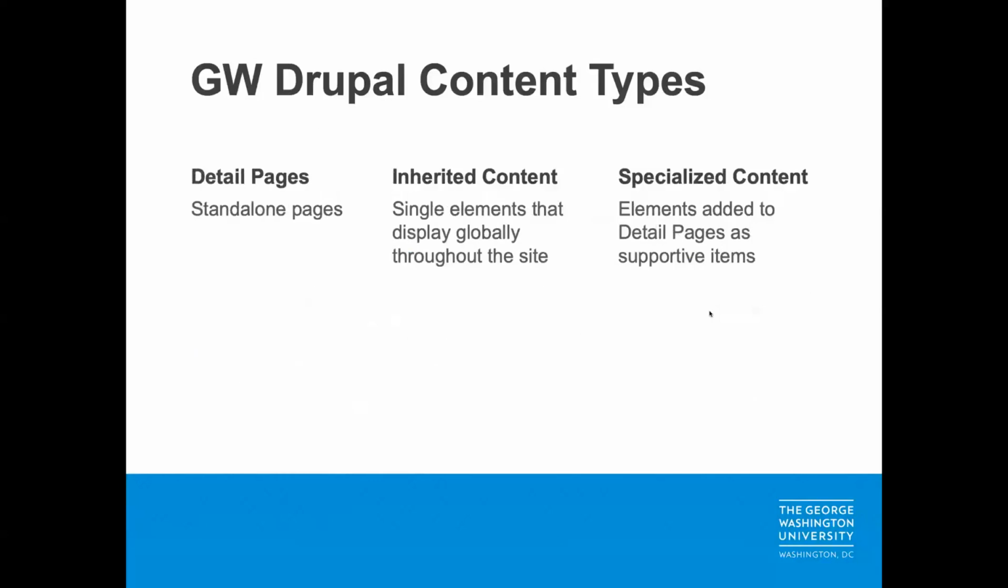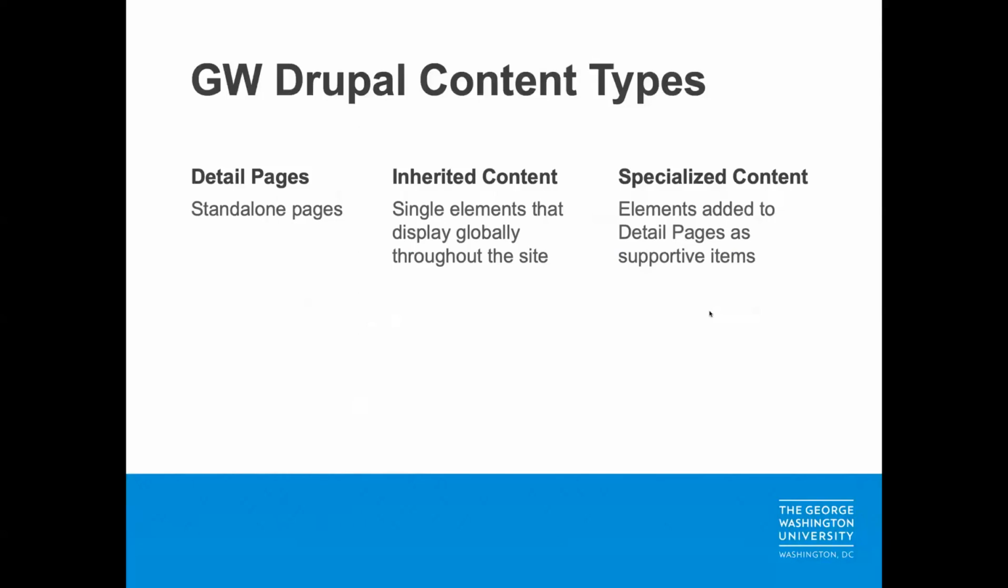So speaking more about content types, there are 3 categories, the first one being detail pages, and these are your standalone pages. This is when somebody clicks on a link and they get to a web page and they can see the details of whatever topic that web page is about.